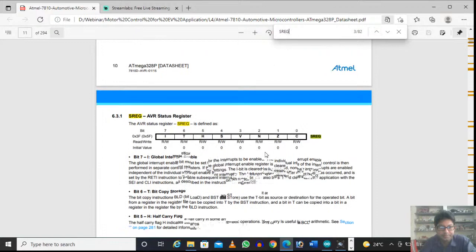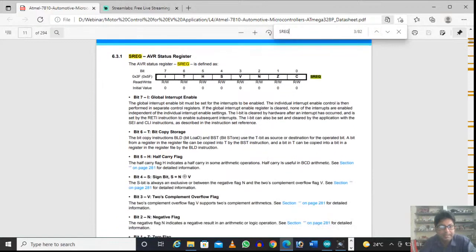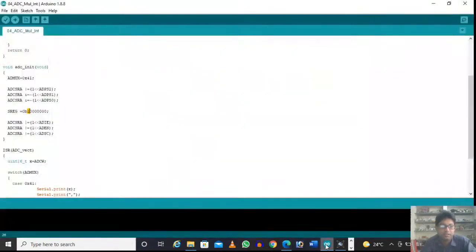You see, this is the SREG. The 7th bit is the global interrupt enable. If I want to use any interrupt, I have to first enable the I bit of the status register. So that is the 7th bit. So that's why I used it.